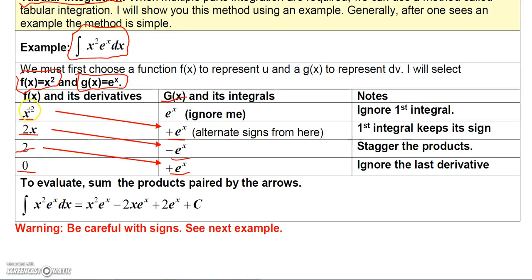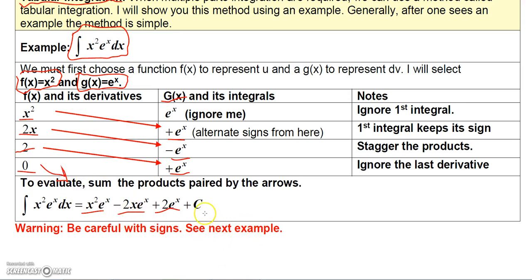Now, to get your result, you simply follow the arrows. The result, you would say x squared times e to the x, then plus 2x times minus e to the x, then plus 2 times e to the x. And so let's see what that would give me. X squared times e to the x would give me this term. 2x times minus e to the x would give me this term. And then 2 times e to the x would give me that term. And since 0 times anything else is going to be 0, then we wouldn't get any terms beyond that.